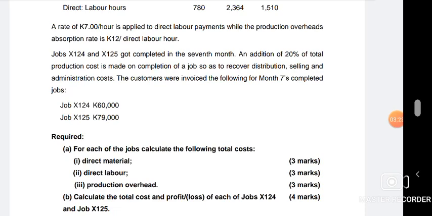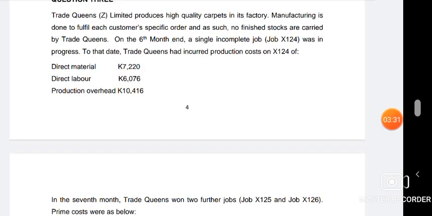So let's understand the information and prepare the job cost cards for each of the jobs. They've asked us to calculate the direct material, direct labor, and production costs for each of the jobs. Let's start with X124 first. When you look at job X124, there's a detail in the intro that job X124 had direct material costs at the end of month 6 amounting to 7220. We cannot forget that, because even as we fall into month 7, this is part of the costs, as these are already costs relating to the job. That's why we cannot ignore them.